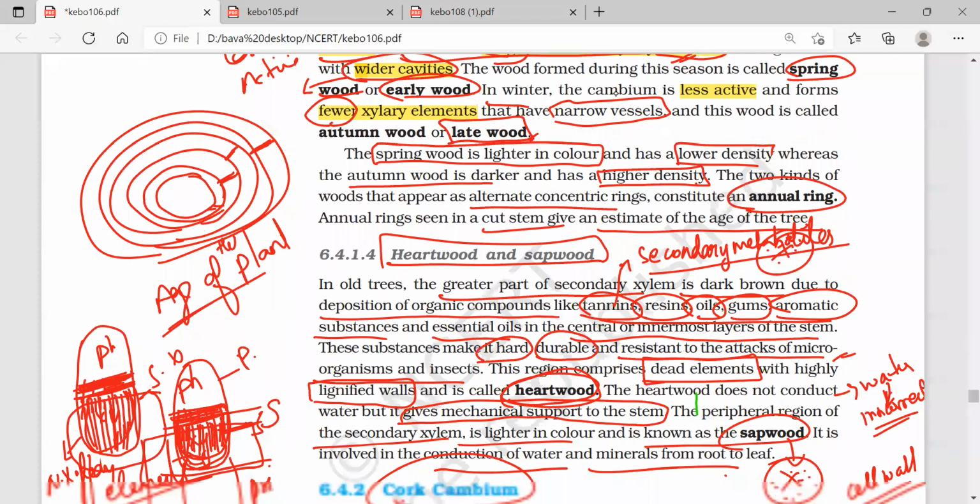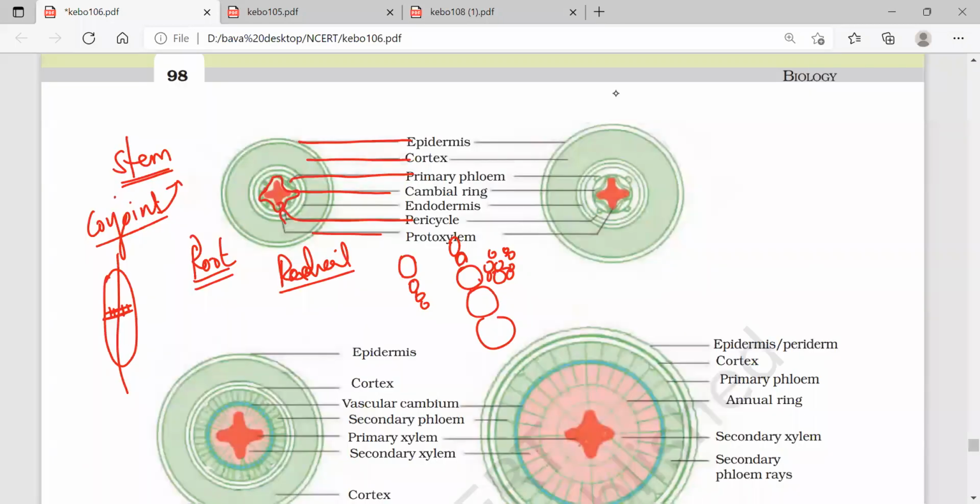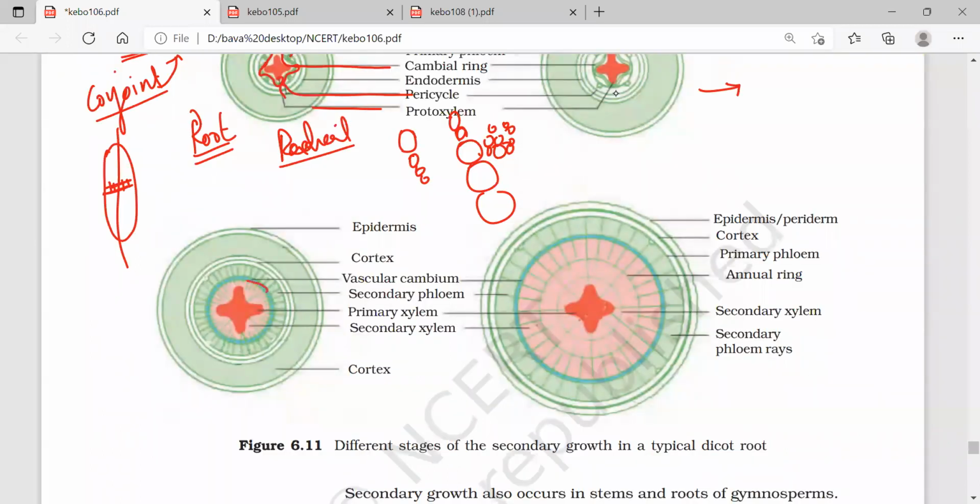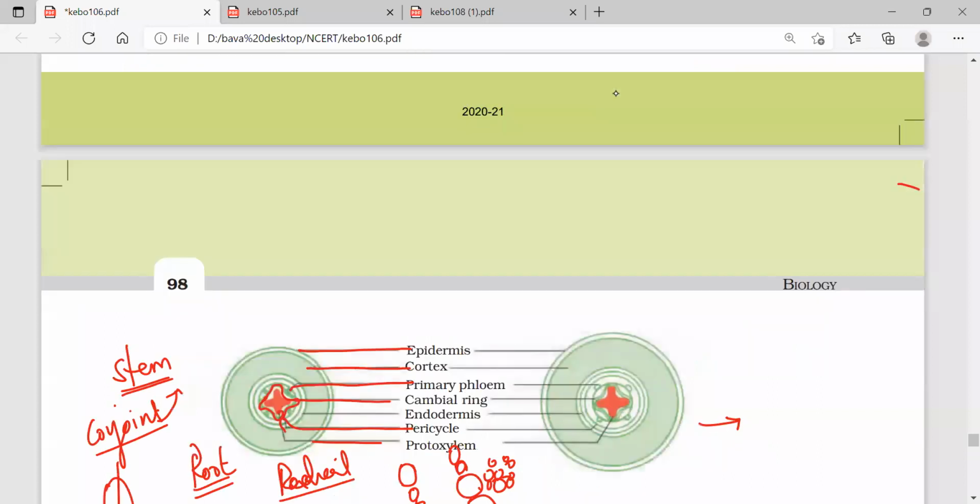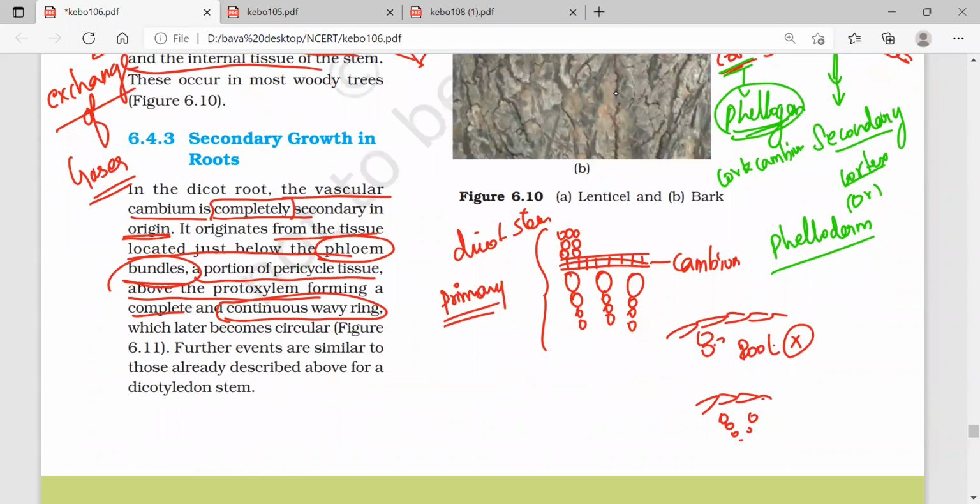Okay, look at this one. But after some time the growth continuously happens, then finally it will become a ring-like structure. At first it will be wavy. After that it becomes a circular ring-like structure. So you can see here, a complete and continuous wavy ring which later becomes circular. Further events are similar to those already described above for the dicotyledon stem.